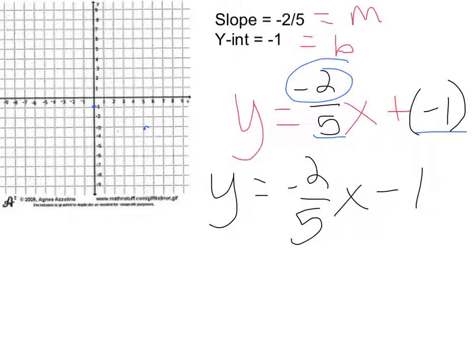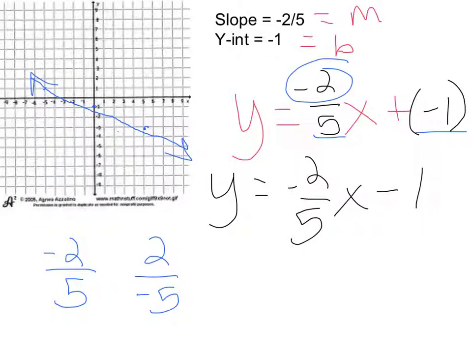I could also have treated it as 2/-5, meaning I could have risen 2 and gone back 5. 1, 2, 3, 4, 5. And it would do the same thing. It would give me my same line. I'm drawing through all the points as best I can, which for me is not well. So now we would have our slope and our line.